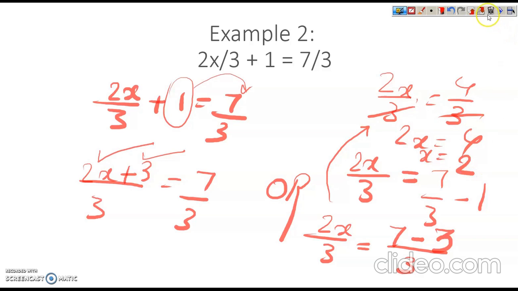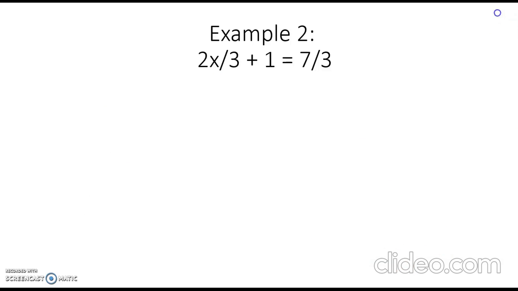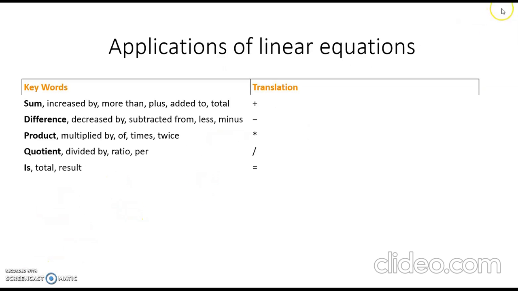So did you understand? I hope this was so easy. I hope you got it. Now we'll look at some applications of linear equations.